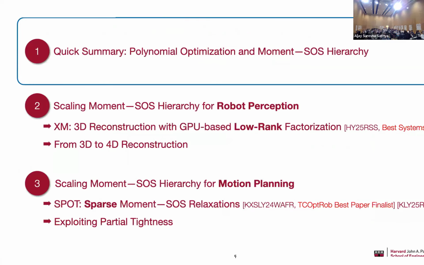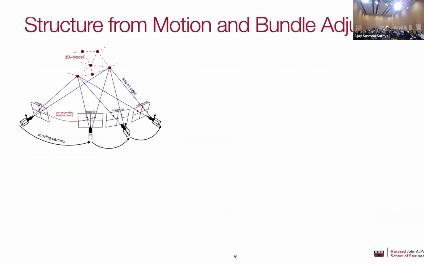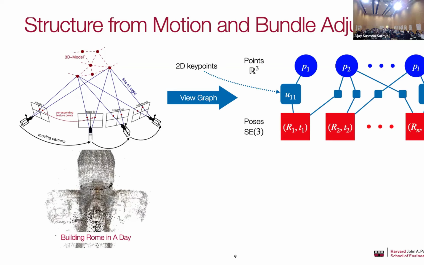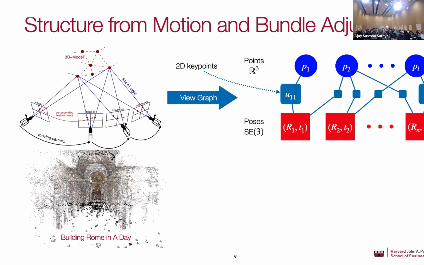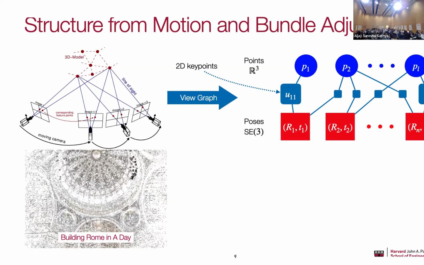Okay, so with this, I'm going to go to the second part, which is using this hierarchy for robot perception problems. The problem I'm going to focus on here is called structure from motion, or bundle adjustment. The problem here is you are given a sequence of images observing certain environments, and the goal is to reconstruct the poses of the cameras as well as the 3D structure. The way this problem is solved is that we can first create what we call a view graph, where in this view graph we have two types of nodes. The red ones are the camera poses, and the blue ones are the 3D landmarks we're trying to recover. The measurements we have are measurements connecting points to poses.